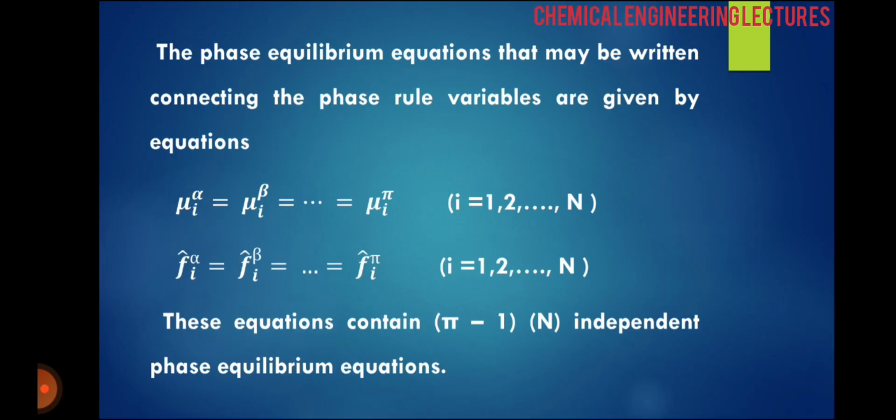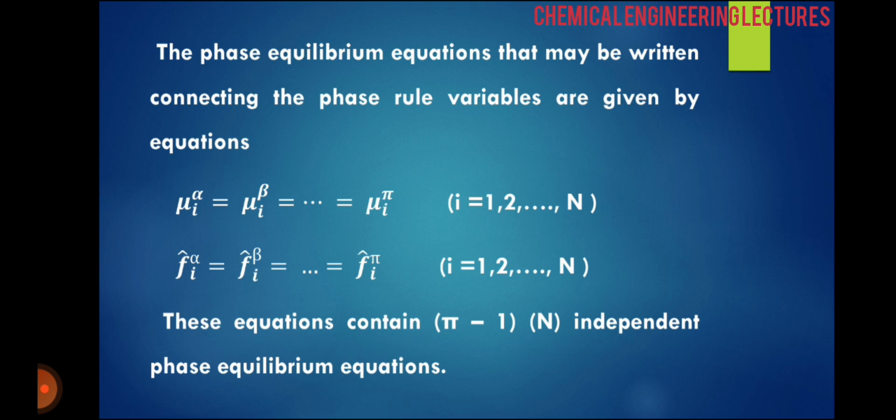The phase equilibrium equations which may be written connecting the phase rule variables are given by the equations mu_i^alpha equals mu_i^beta, which is also equal to mu_i^pi, where i is 1, 2 and so on to n. Similarly, f_i hat^alpha equals f_i hat^beta, which equals f_i hat^pi, where again i is 1, 2 and so on to n. These equations contain (pi minus 1) times n independent phase equilibrium equations.